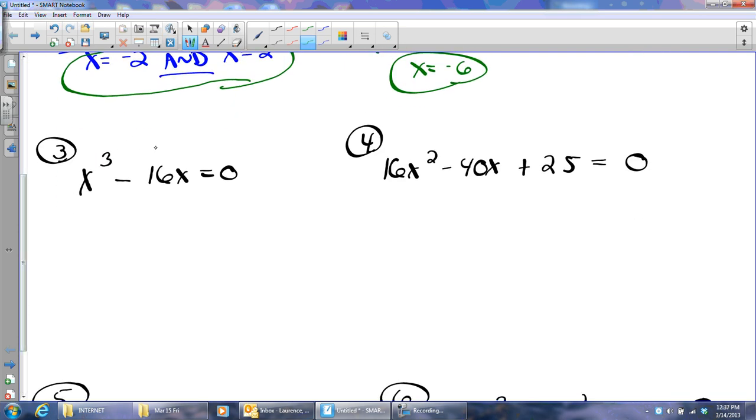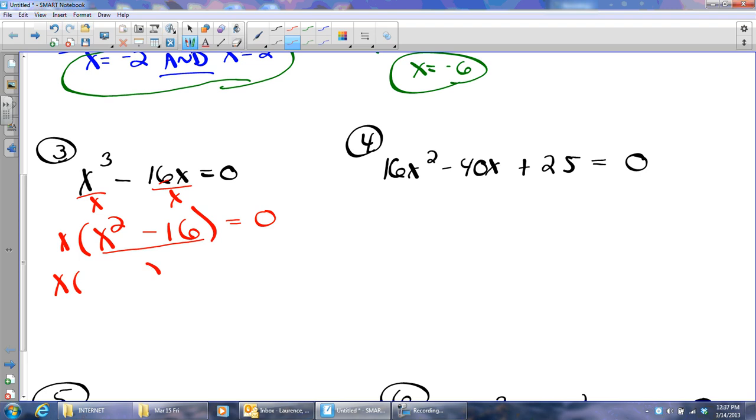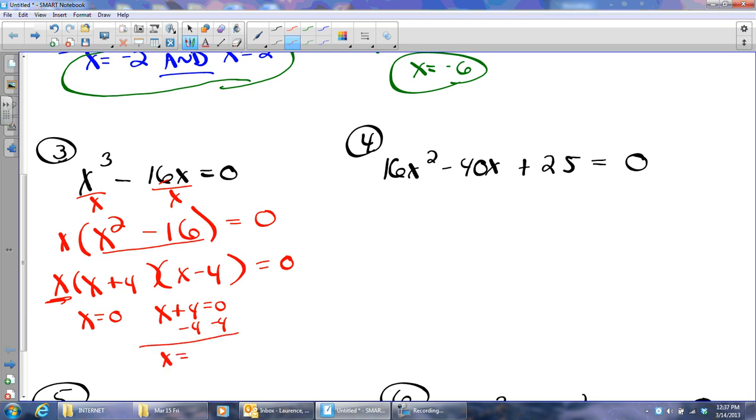All right, problem number 3. Remember, the first type of factoring I should always try is GCF, and I see a common factor of x. I'm going to pull that x out, and then I'm going to have an x squared minus a 16. That'll equal 0. I'll get an x here. Now this is the difference of perfect squares, so it's going to factor like x plus 4 and x minus 4. That equals 0. And so now I have x equals 0. I took this one, set it equal to 0. I'm going to take the next one, x plus 4, set it equal to 0, and solve. X is going to equal negative 4.